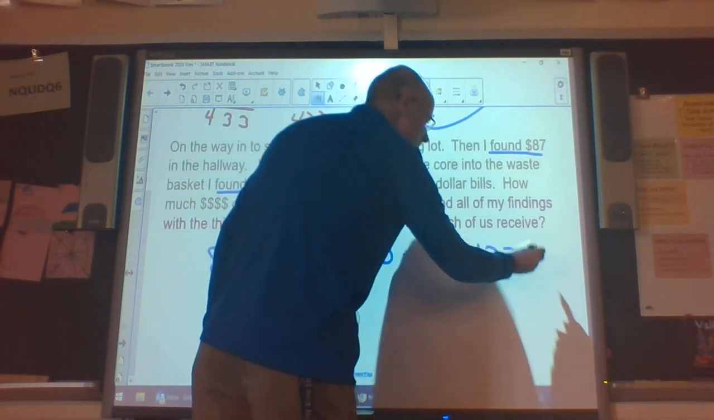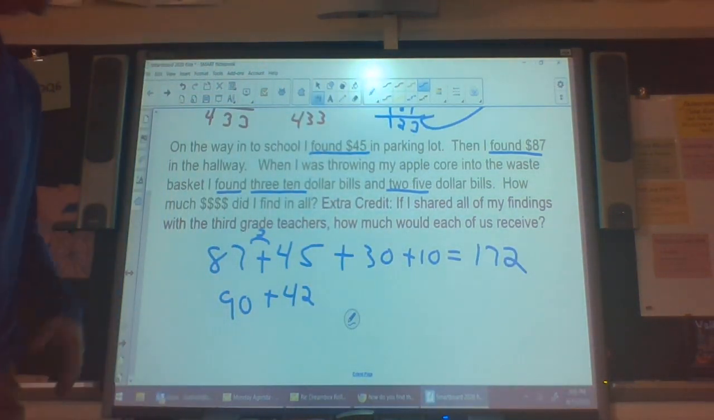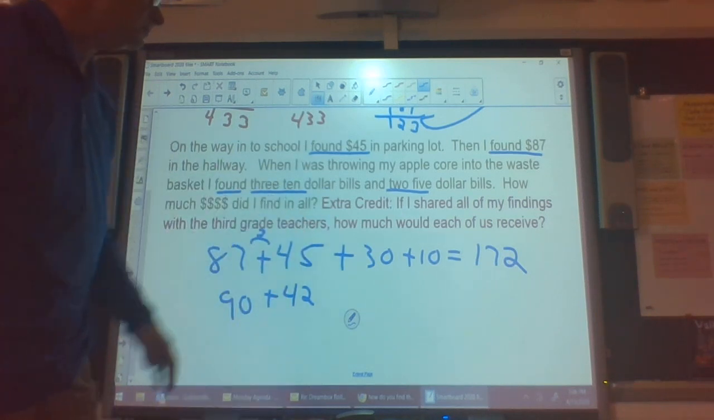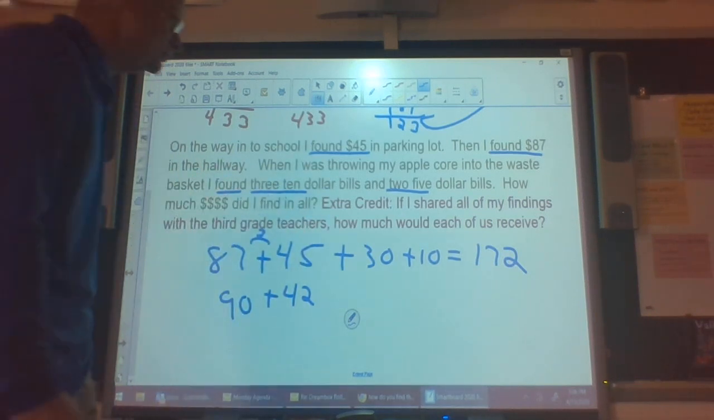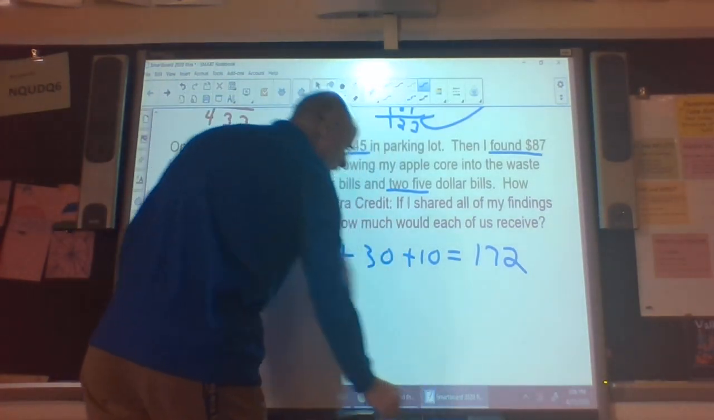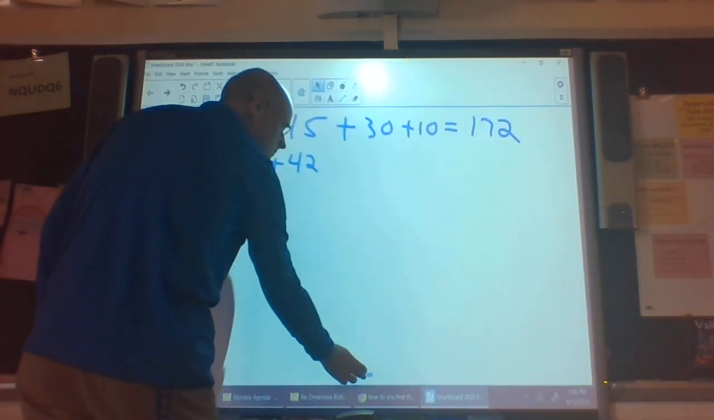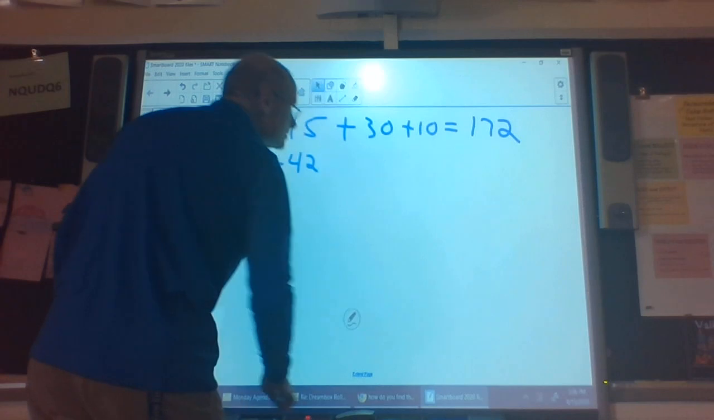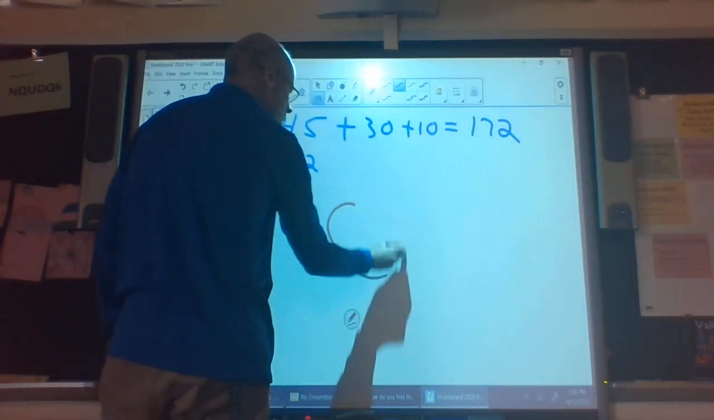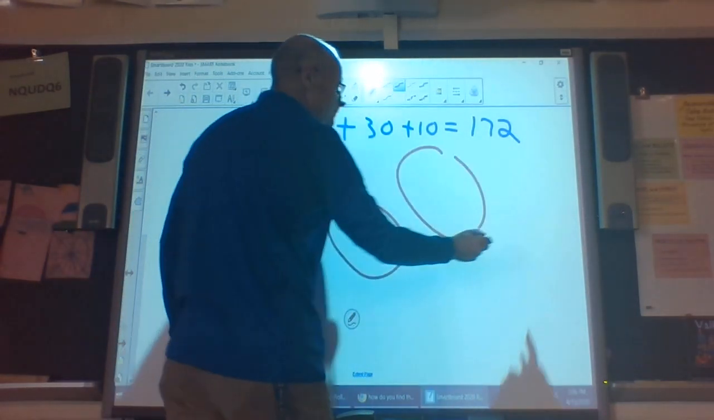So I found $172. Now, if there were 5 teachers for the extra credit problem, I'm going to have to take 172 and divide it into 5 groups. And I'm going to do it loops and groups. I'm going to do 5 groups.